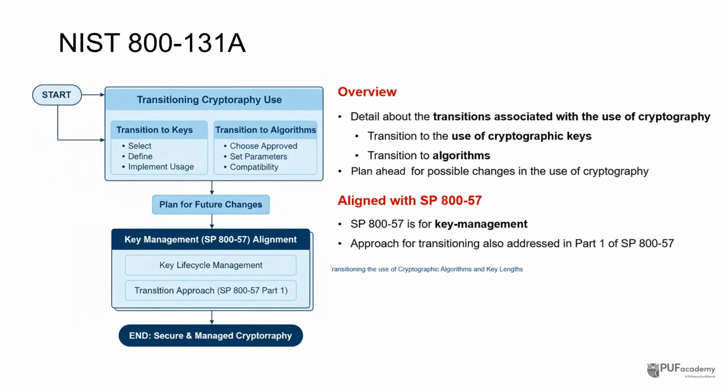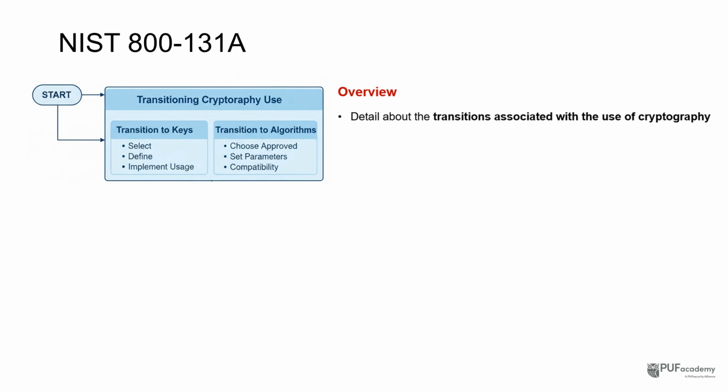Let's look at the overview first. The primary focus here is providing detail about the transitions associated with the use of cryptography. This involves planning for two main changes. First, the transition to the use of cryptographic keys. This means selecting and defining the process of moving from one key type or length to another based on different cryptographic algorithm. Second, the transition to algorithms. This involves planning the shift from using one cryptographic algorithm to a newer, usually more secure one.